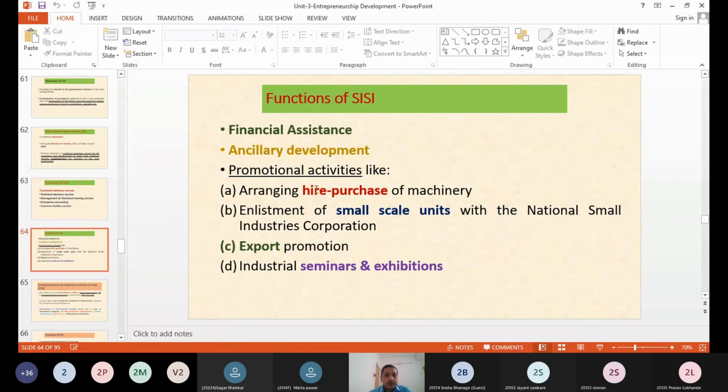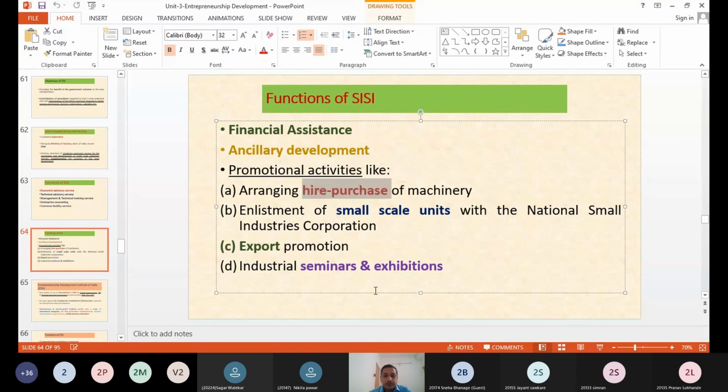The different promotional activities are also performed by SISI, like arranging hire purchase of machineries. These young entrepreneurs, the budding entrepreneurs, have little knowledge about hire or purchase of different machineries which are required for the business. So SISI arranges for the hire or purchase of machineries, and establishment of small scale units with National Small Industries Corporation. They help to enroll these new entrepreneurs with National Small Industries Corporation.